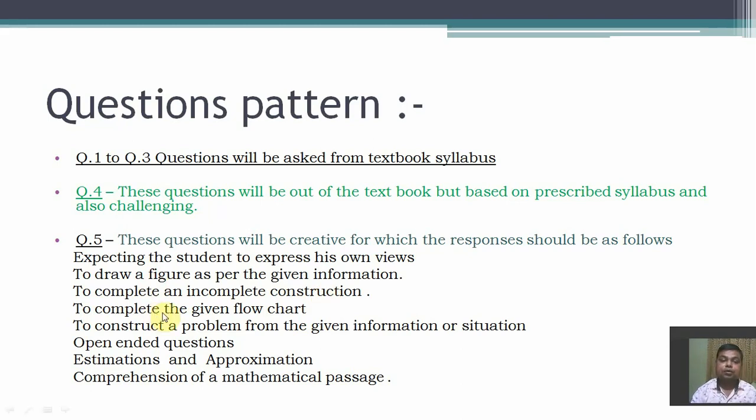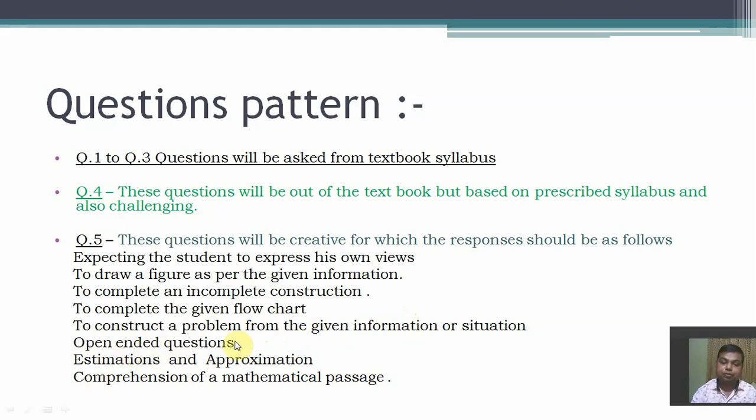To complete the given flow chart, some information or questions will be given in terms of a flow chart, where the ages of students are given, for example the sum of ages of 2 persons is 20, the difference is 19, and you have to find their values. This will be given in the form of a flow chart. To construct a problem from the given information or situation, for example, your answer should come to 10 rupees. You construct any question yourself and one of the answers of that question should be 10.